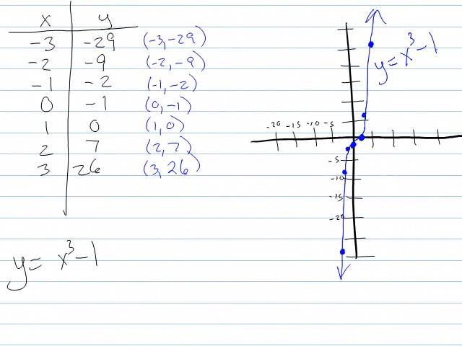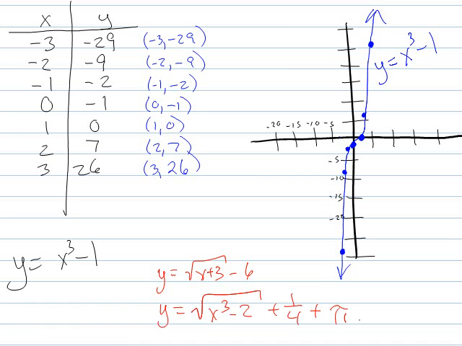So if anybody gives you anything, I could give you y = the square root of x plus 3 minus 6, or y = the square root of x cubed minus 2 plus 1/4 plus pi. I could give you anything like that, and all you would have to do to graph that is make yourself a little xy chart and find out, given an x value, what the y value is, and if you get enough points, you can get a pretty good idea of what that graph looks like, okay? So that's the reason that we're doing this.